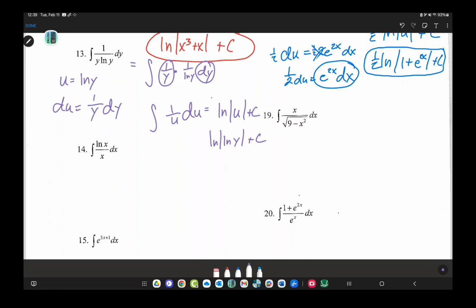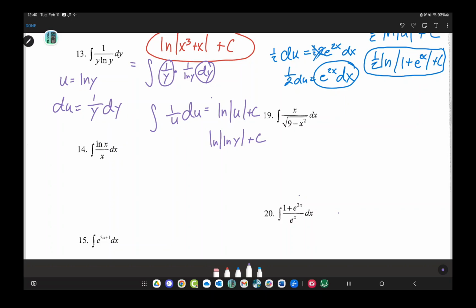Now, I'm going to ask this question. If you know it, great. If you don't, it's fine. Why is the outer natural log absolute value, but the inner natural log not?